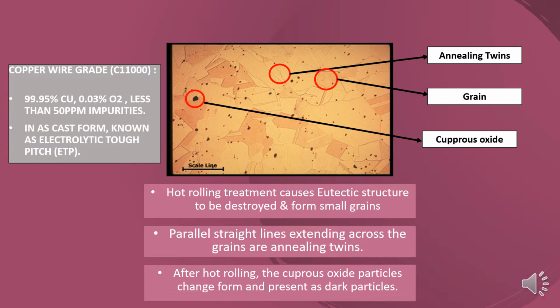So this copper wire is formed through hot rolling treatment, which causes the eutectic structure to be destroyed and form those small grains. Now we have the parallel straight lines extending across the grains, and they are known as annealing twins. The cuprous oxide, which is shown as dark particles, is formed after hot rolling as they exchange their forms, and these are the grains that are formed due to the hot rolling.